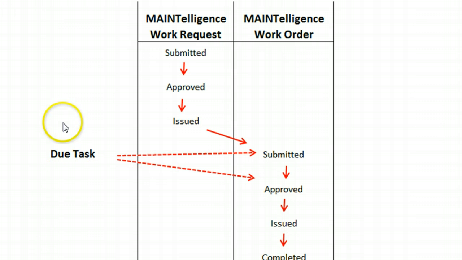Or if it's predictive maintenance, maybe a vibration spectrum is collected, and based on the shape of that vibration spectrum, the algorithm determines that this is a bearing fault or a misalignment. Then an appropriate MAINTelligence work order would be either submitted or approved, issued to whoever can fix that, and then completed.